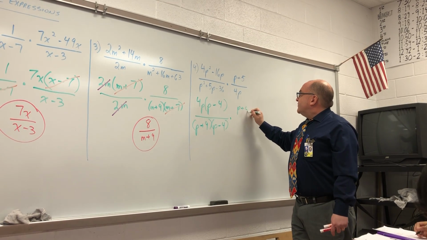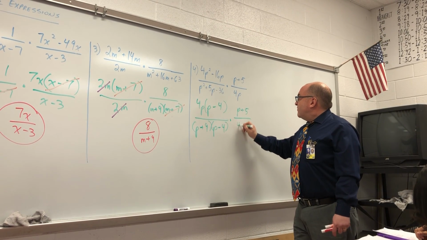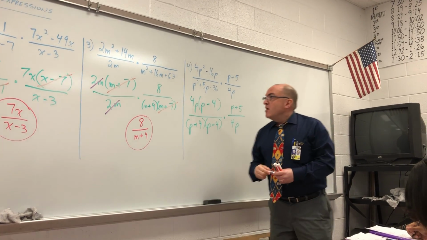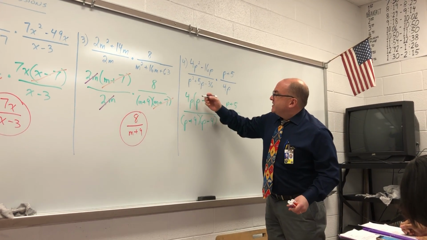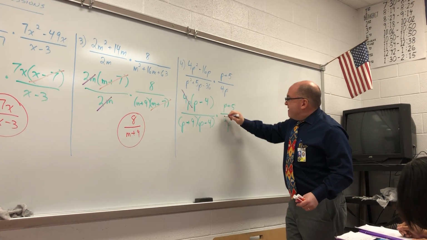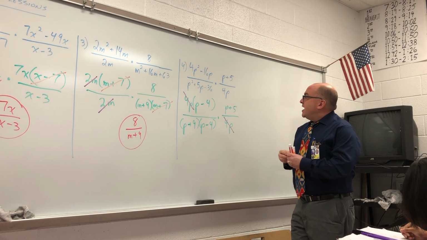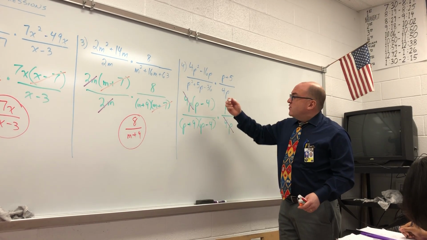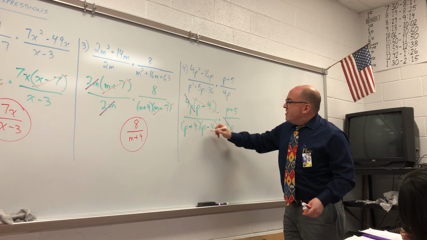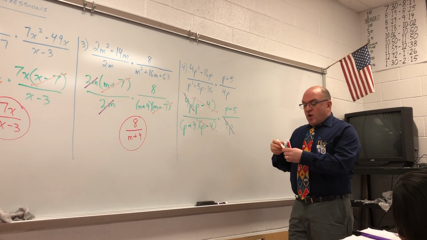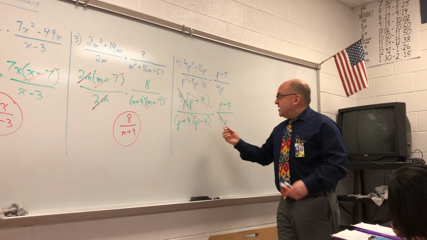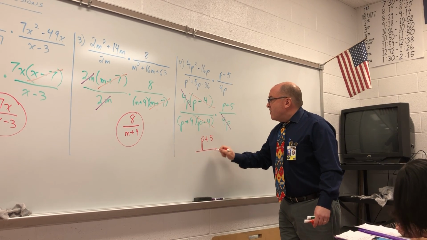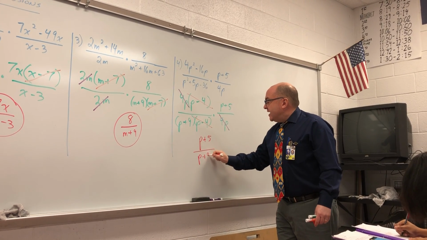Over here, p plus 5 over 4p. What cancels? The 4 p's cancel. What else cancels? P minus 4. What's left? P. Very good. P plus 5 over P plus 9. That's all you have to do.